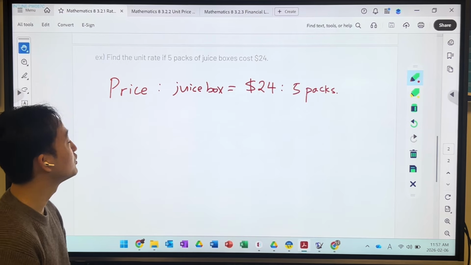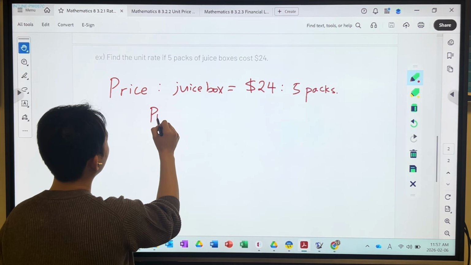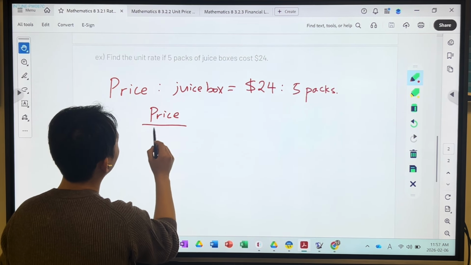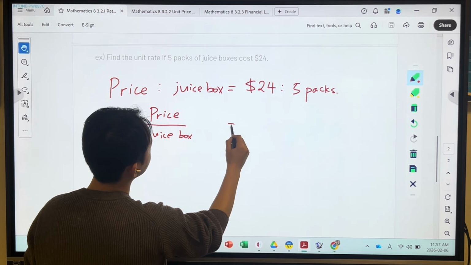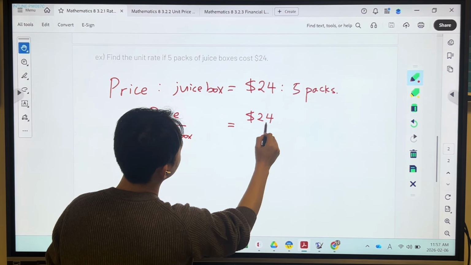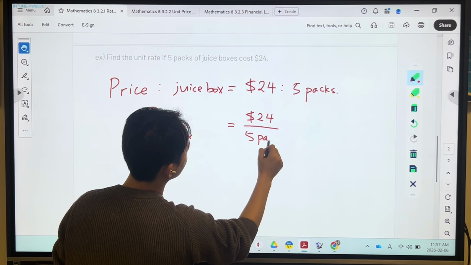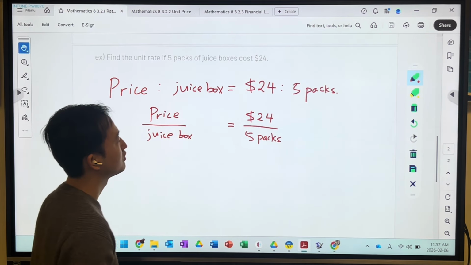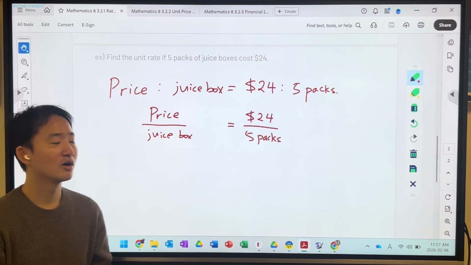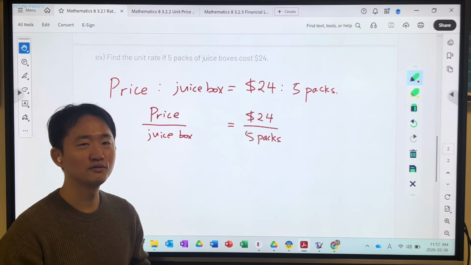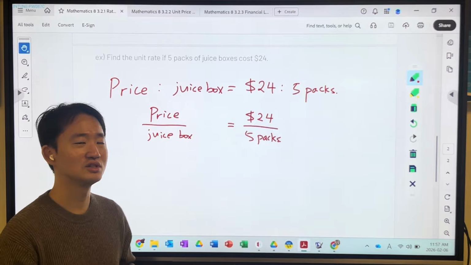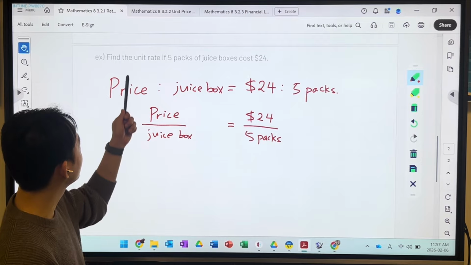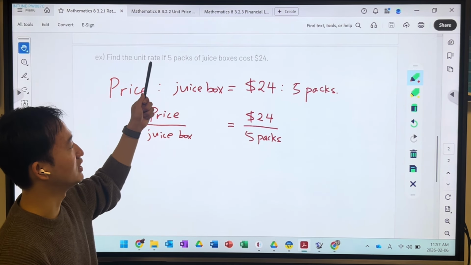And also, let's switch it to the fraction form. So the price over juice box is equal to $24 over 5 packs. Now, you might think that this 24 over 5 is already in the simplest form, so we can't reduce this further. However, this question specifically asks for the unit rate.